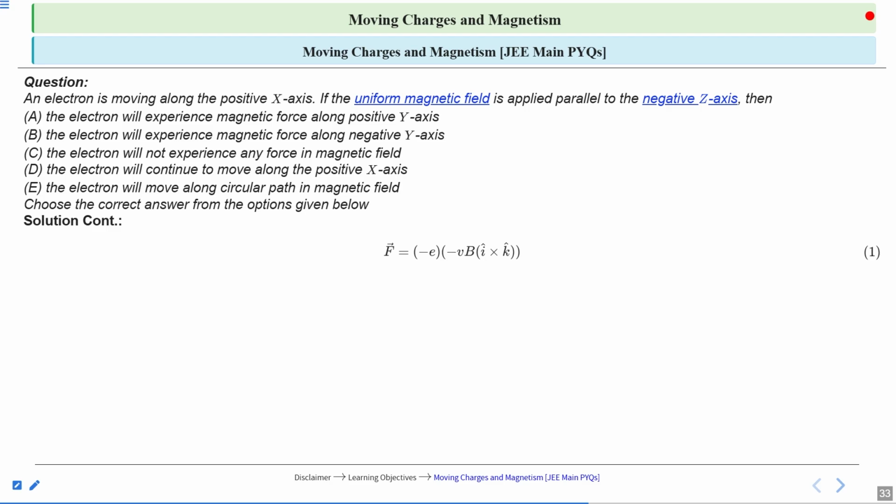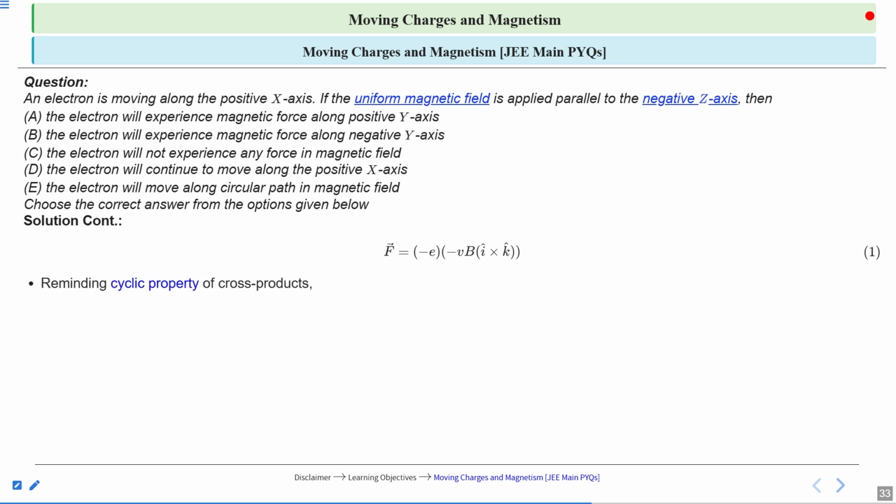In the cross product, it is i cross k. i is the direction of V and minus k is the direction of B. So the minus will come out of the cross product, leaving i cross k. Mark it as the first equation.